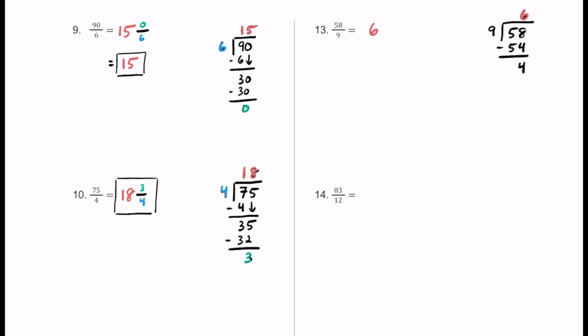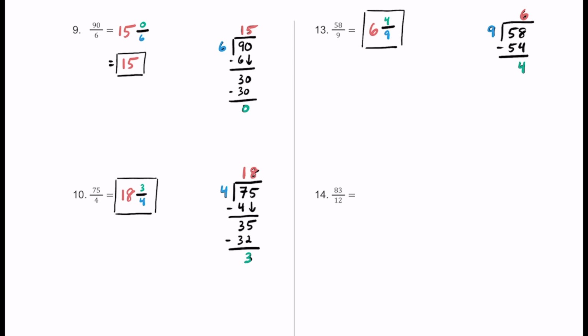And then we have a remainder of 4 on bottom. So that's going to be the new numerator that goes on top. And then finally, we have the divisor of 9, which was our denominator earlier, and that's going to stay as the same denominator. So 6 and 4/9 is going to be the mixed number version of 58/9.